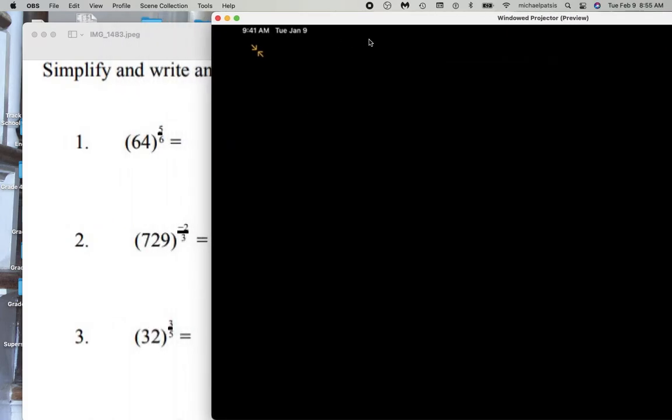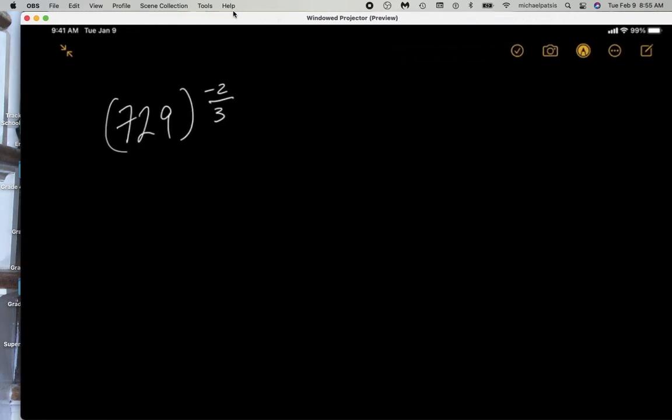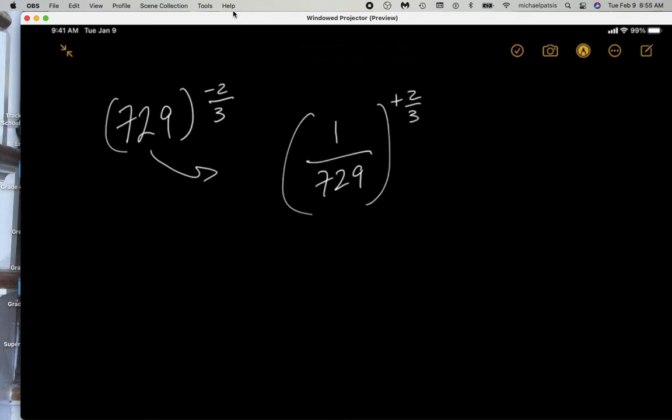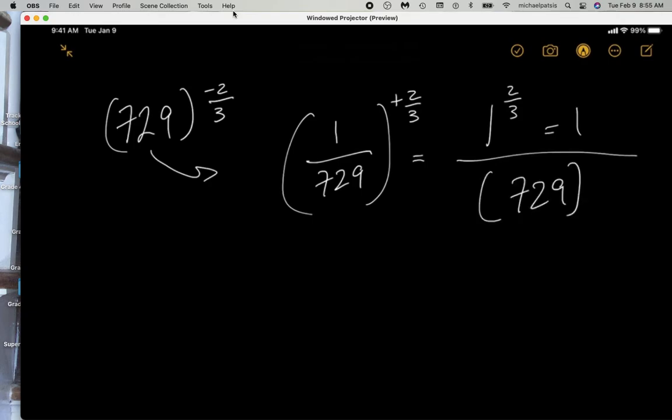The next one is 729 raised to the negative 2 over 3 power. First thing we do when we see this situation of a negative exponent, we take the reciprocal and we change the exponent to a positive and we apply the power rule. 1 to any power is going to equal 1. So now in the denominator we have 729 to the positive 2/3 power. So let's just focus on that for a while.